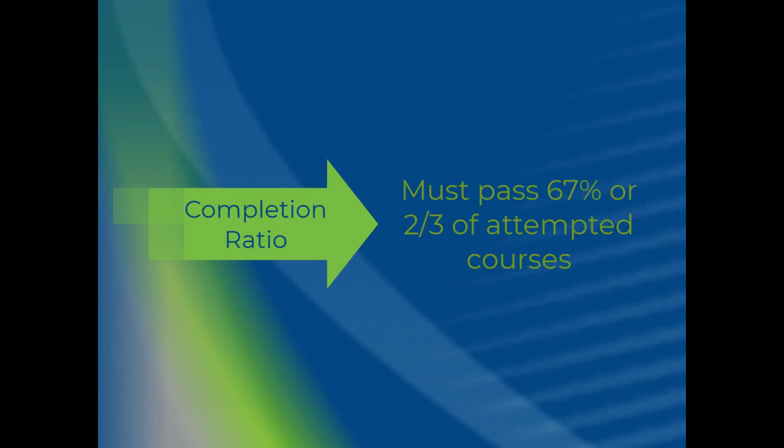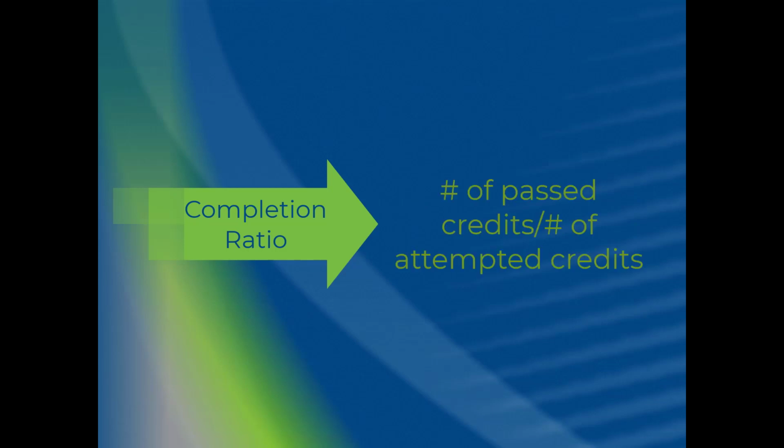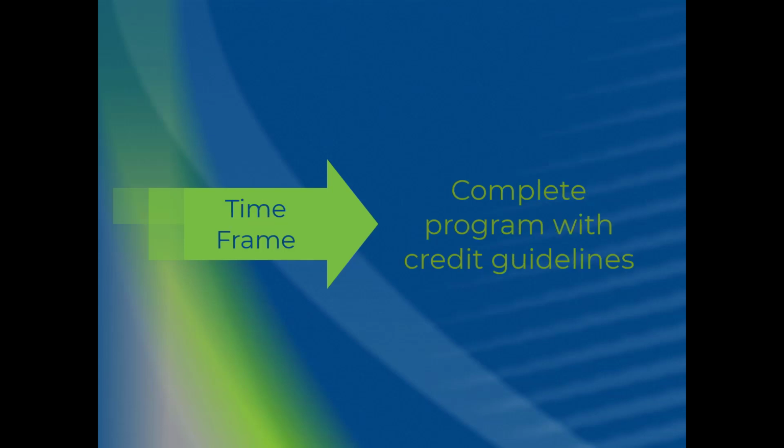In order to meet the completion ratio requirement, you must pass at least 67% or 2/3 of the credits you attempt each term. To calculate your completion ratio, you can divide the number of credits you passed by the number of credits you attempted. If the number is below 67%, you are not meeting this requirement.